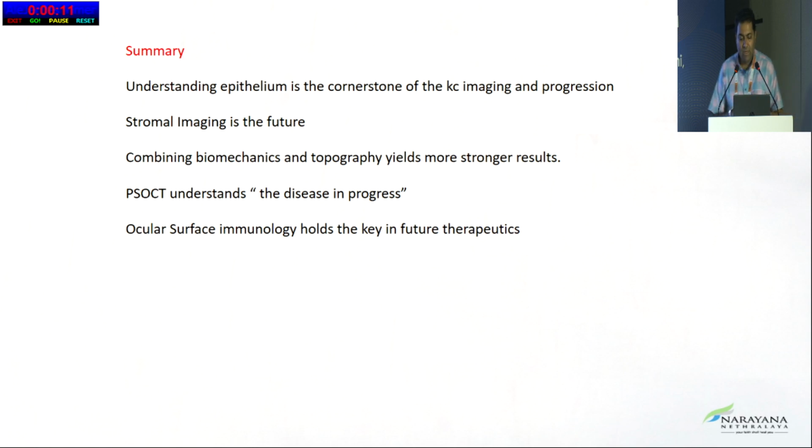So understanding the epithelium is important. The stromal imaging, I think, is going to be the future. A combination of topography and biomechanics is great, but we need to refine it more. What I'm really betting on is understanding the collagen itself. And the most important thing which controls everything is the ocular immunology.